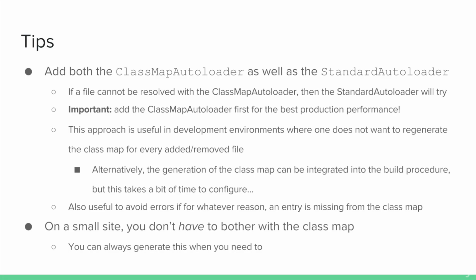On a small site where performance is not so critical, you don't have to bother with this class map. Because when it comes down to it, you can always generate this when you need to. So let's say your small blog or whichever application that you build in Zend Framework becomes increasingly popular, and you need to increase the performance of your website, then this is something that you can do. But if it's a very small site and you don't anticipate a lot of traffic on it, then it's perfectly fine to just use the standard autoloader and accept that the performance is not as great as with the Classmap autoloader.